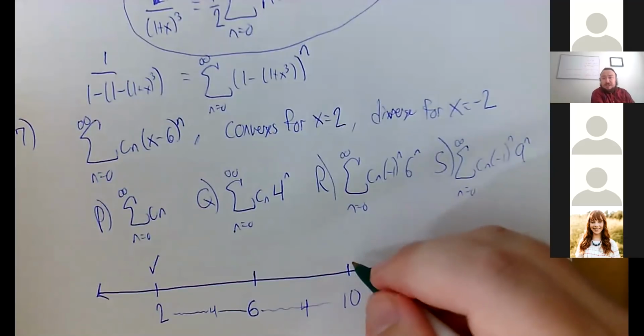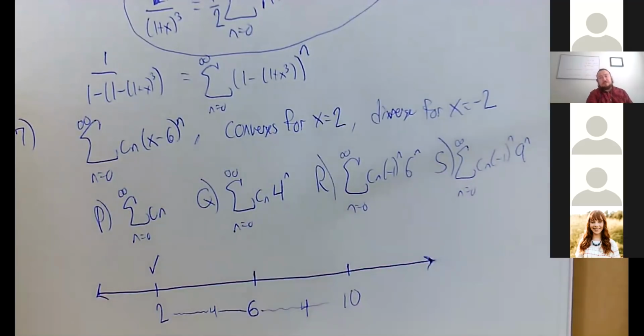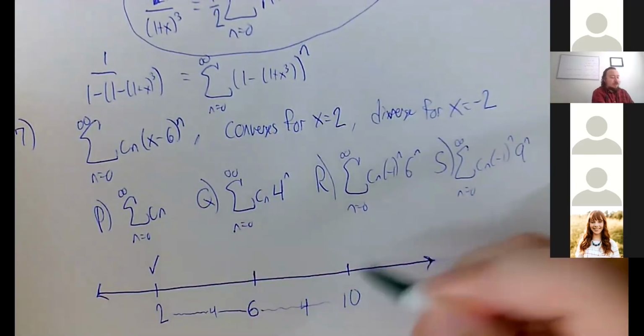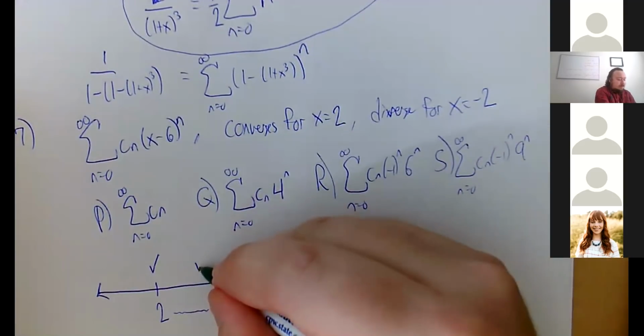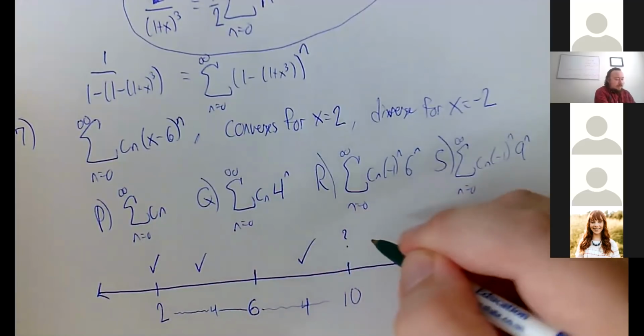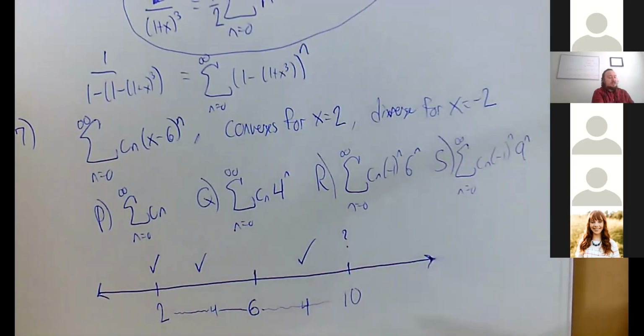Now, the endpoints here, that's up for debate. So remember, even if the left endpoint can work, the right one might not work. So we don't really know about that, but everything in here is okay, and everything in here is okay. So between 2 and 10, including 2 but not 10, those are for sure safe.